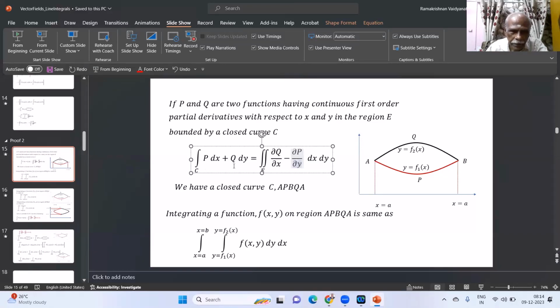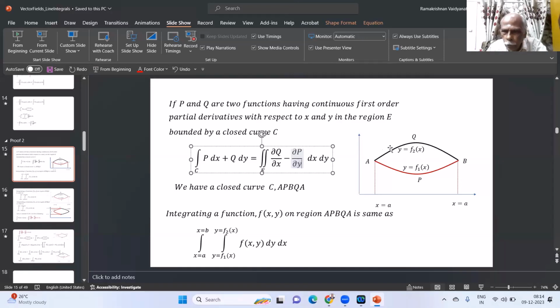Integral P dx plus integral Q dy. The integral of P dx plus Q dy is equal to the double integral of dou Q by dou x minus dou P by dou y dx dy. Right? I take this function here, this point, and this is going to have a function. This is going to have another function.